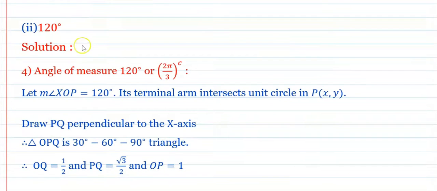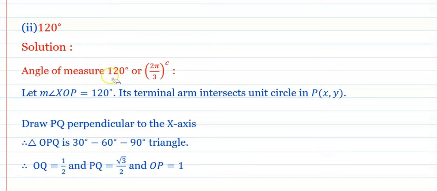Now the next, 120. Find all the trigonometric functions of 120. Angle of measure 120. Now it is in the second quadrant. It can be written as 2 pi by 3 radian. Measure of angle XOP, okay, is equals to 120.